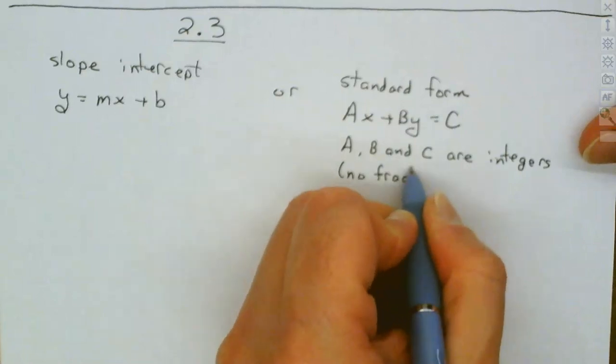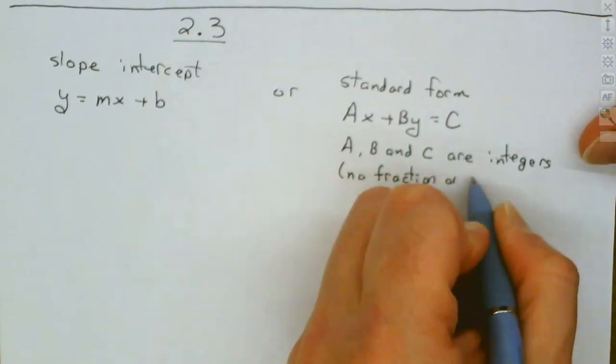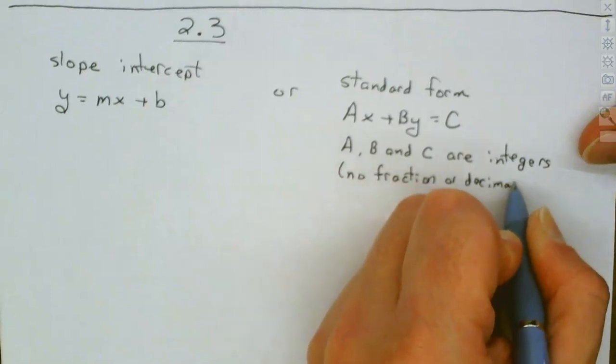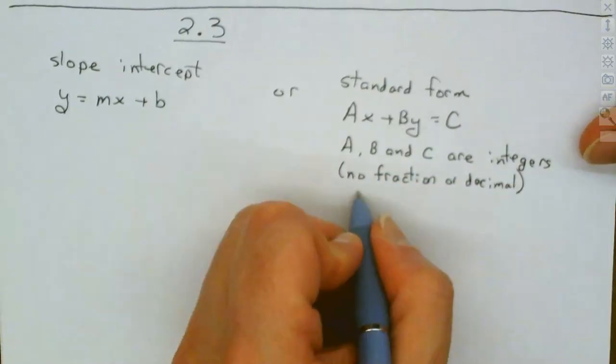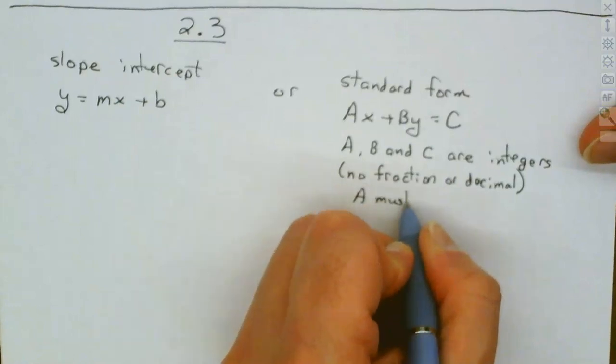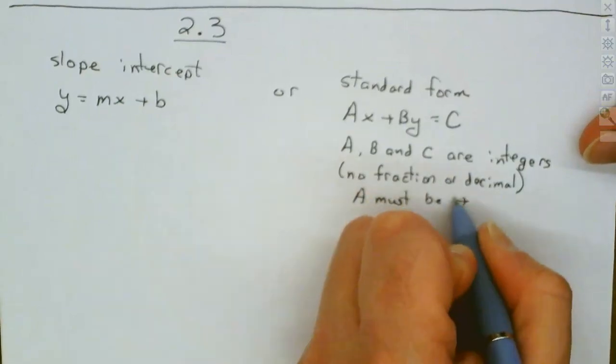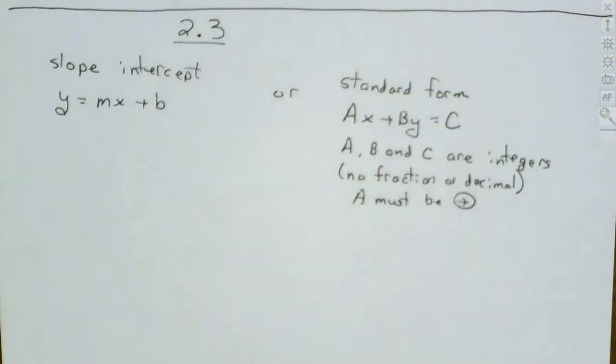So if you've got fractions, you'll have to clear them out. So no fractions or decimals. And also, a must be positive. So a has to be a positive number. The reason they're capital letters is because that means they are integers. Whenever you have capital letters like that, that's a key indication in mathematics that those are going to be integers. So no fractions and no decimals. And also in standard form, we always make sure that a is positive. So these are the two ways that we can write our answers.